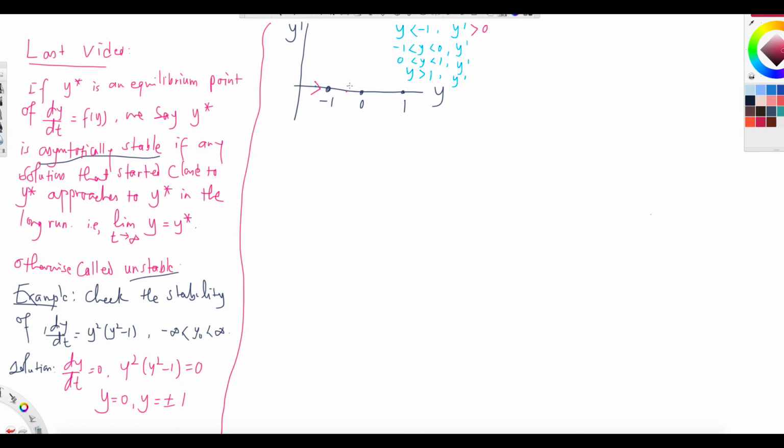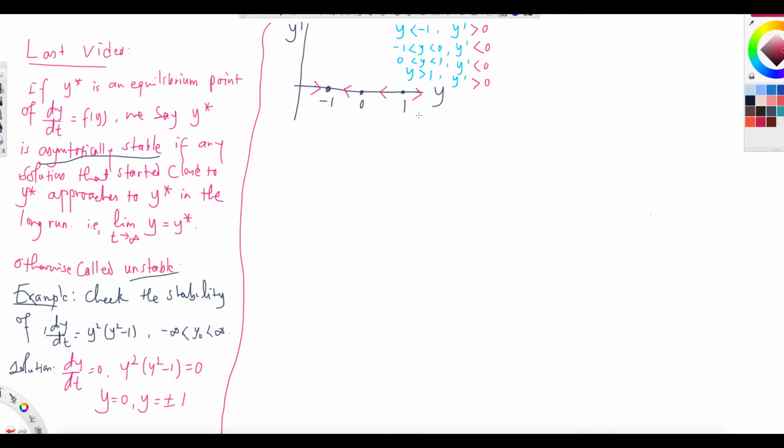So negative means you turn that arrow to the left, right? Similarly, between 0 and 1, you get negative 2. So you get that arrow turning left, so y prime is less than 0. And for the last one, if you take a test point somewhere here, let's say 2, you get 2 squared times 2 squared minus 1. It's again positive, so you will see that it goes that way.